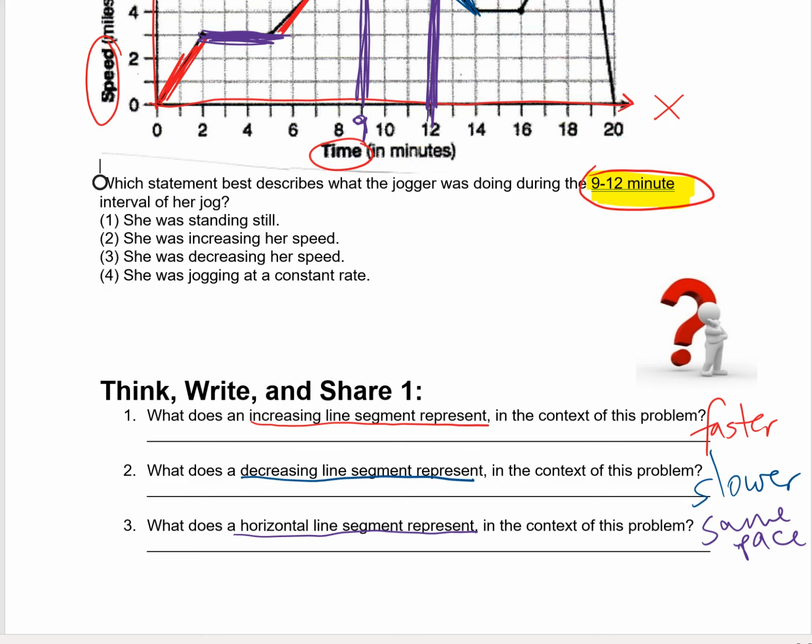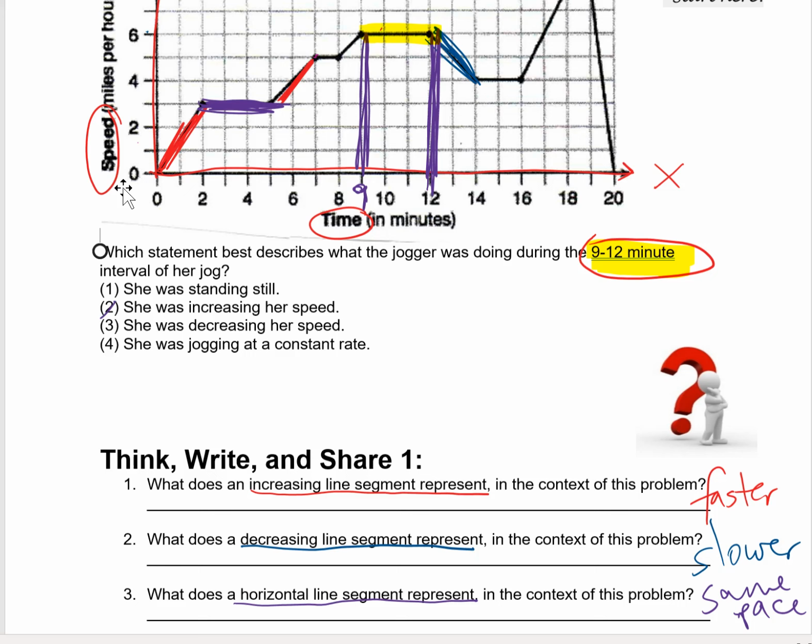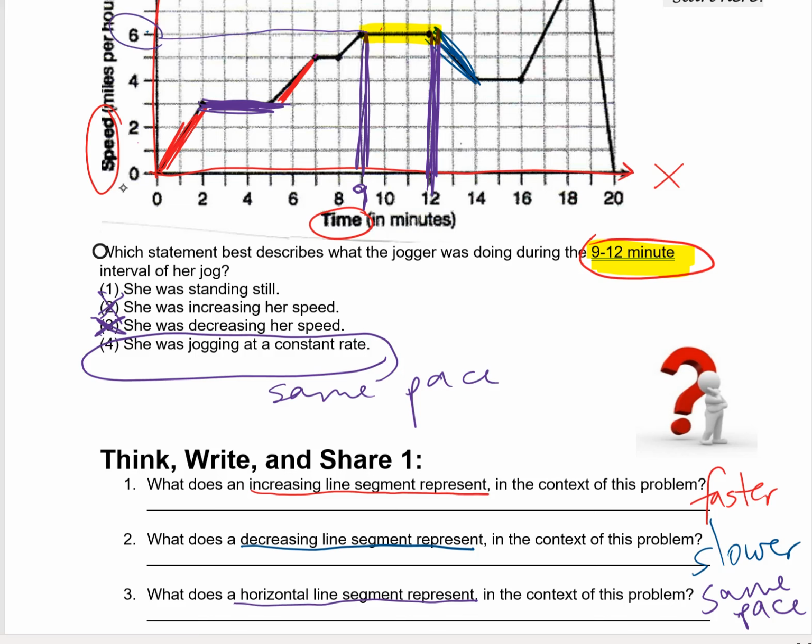It's not heading upwards, so you are not increasing in speed. Not heading downward, so definitely not decreasing in speed. And that flat piece, we should know, means staying at a constant rate, maintaining the same pace. And the way we can see that for sure is because you see what the speed is. At 9 minutes, she was running at a rate of 6 miles per hour. At 10 minutes, she was running at that same rate. At 11 minutes, same rate. 12 minutes, same rate. So she kept running at a constant rate.